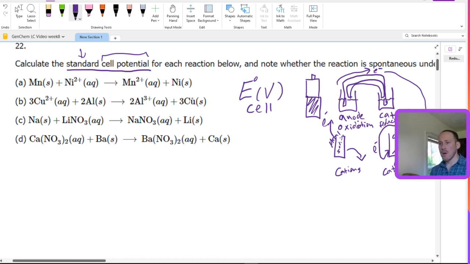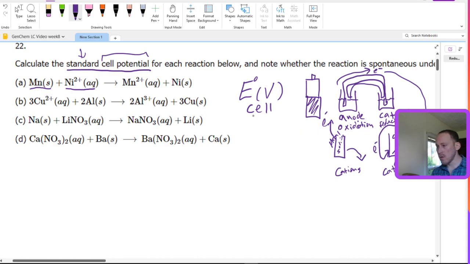And to calculate the standard cell potential for any of these reactions, we essentially just have to determine which of the reactants, that is to say the left side of this chemical equation here, is being oxidized and which is being reduced. And I believe I just underlined those in the correct order for that one. Which could be phrased as which one is the anode and which one is the cathode.